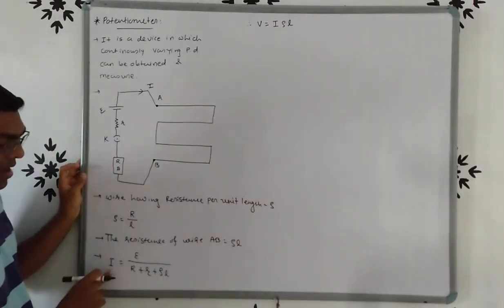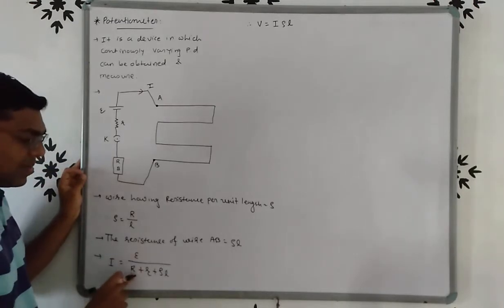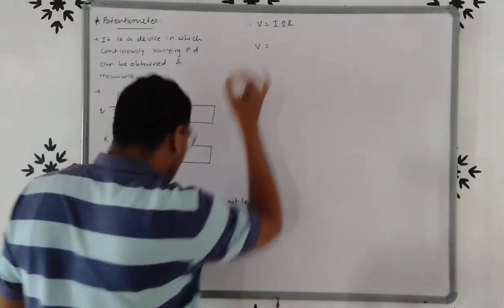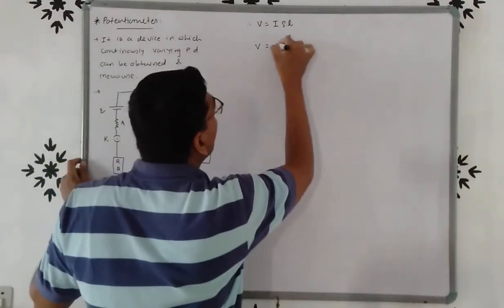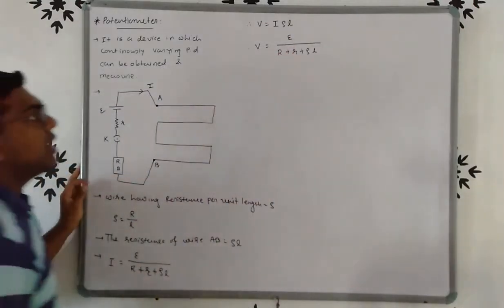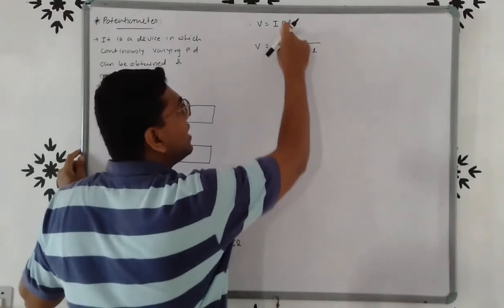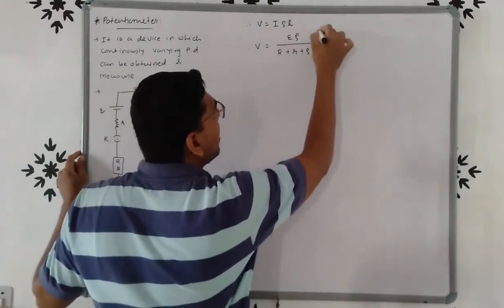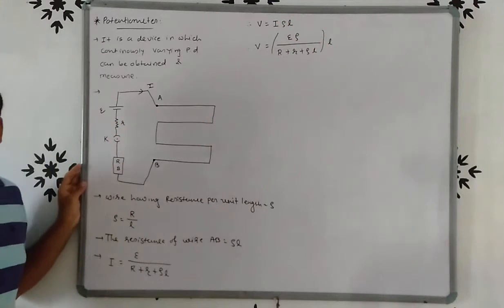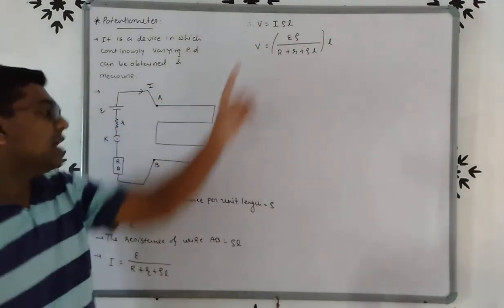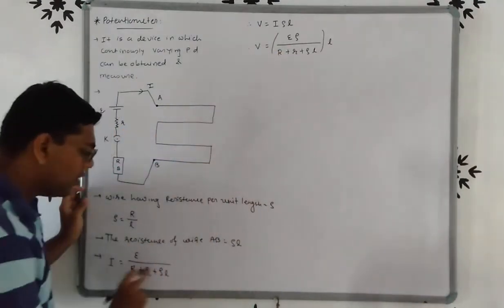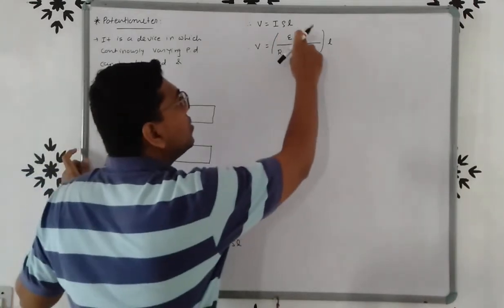But friends, we already know the value of current, I is equal to E upon capital R plus small r plus rho L. So here we put the value of I. So V is equal to E upon capital R plus small r plus rho L, into rho L. So here potential difference between these 2 points A and B is V equal to IR, where current is as it is and resistance of wire AB is rho L.